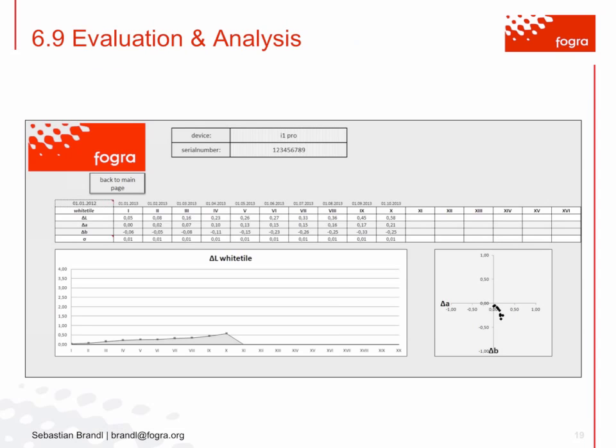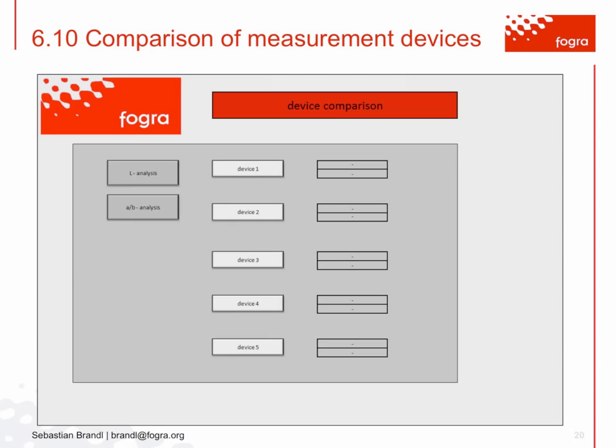Here is an example of what such an analysis and evaluation looks like over time. We have here 10 readings, and you see that the lightness increases over time for one device. On the right hand side you see delta A and delta B figures. That means the chromaticity drift.